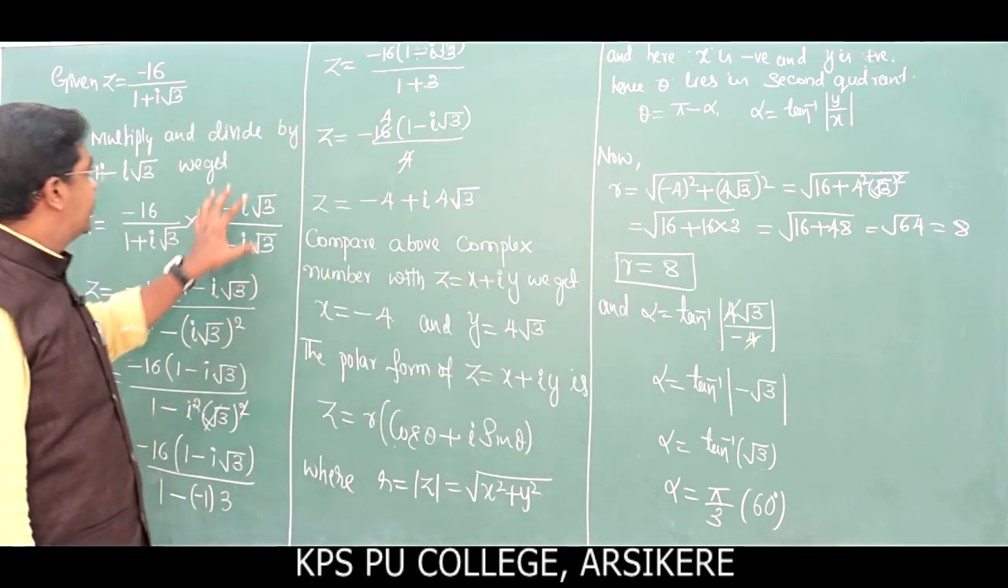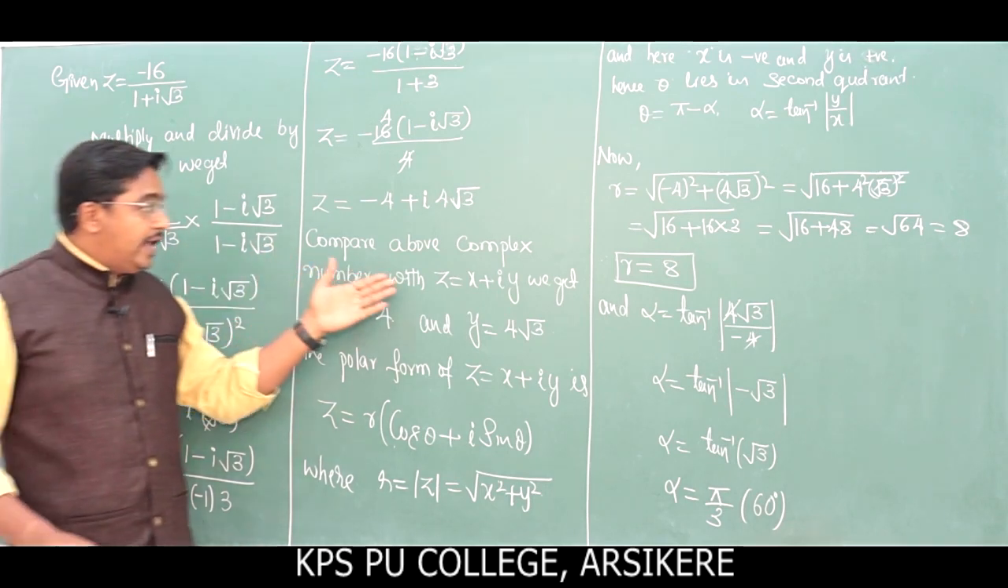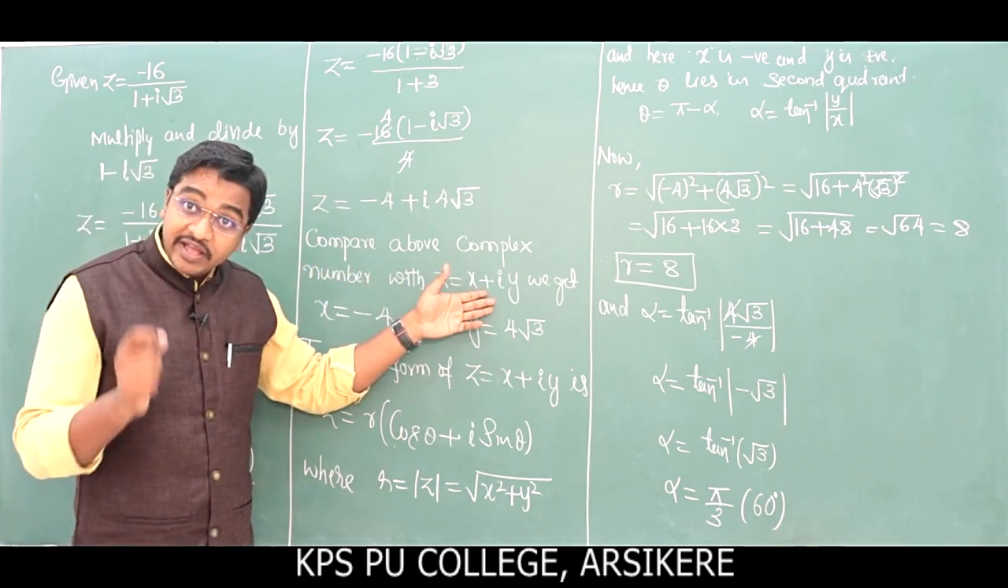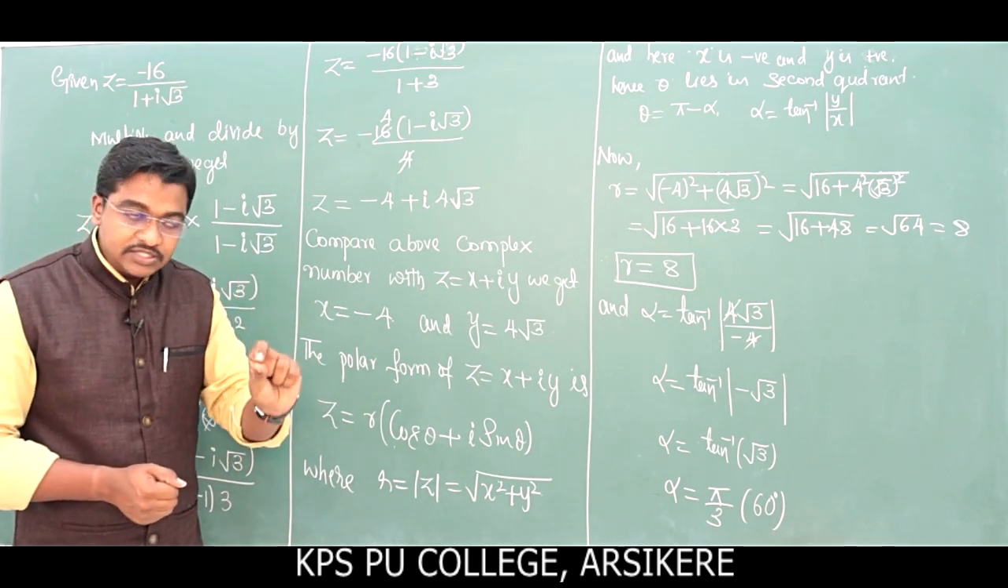This is the method. The important first step is to convert the given complex number to the general form, then compare with x plus iy to get the values of x and y, then simplify. Take a pause and note down all the things I have written here.